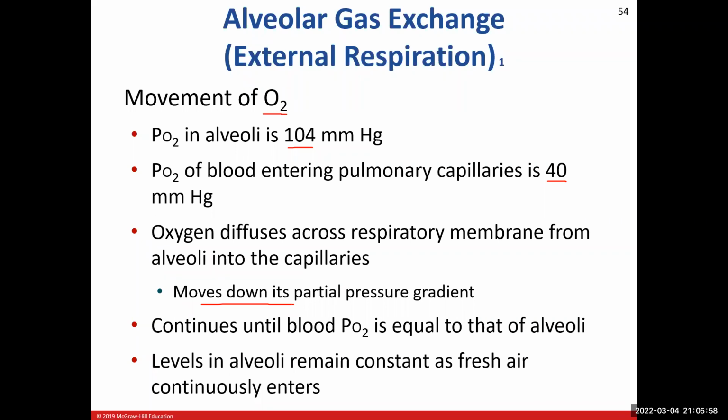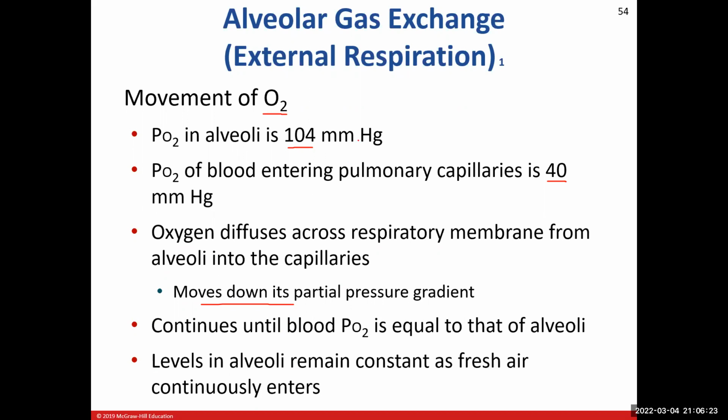If you don't know this, start this video again, and maybe even watch my previous video, okay? Moving down the partial pressure gradient. Pressure is higher in the lungs and the alveoli. It is lower in the pulmonary capillaries, so it wants to enter your blood. It'll do so until we reach equilibrium.